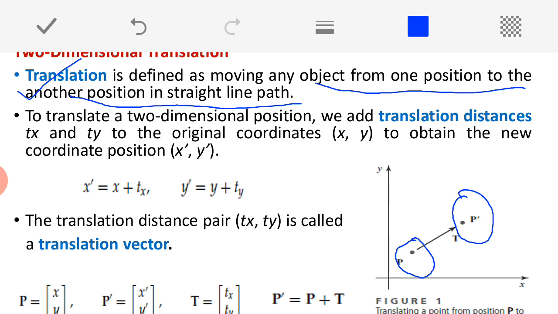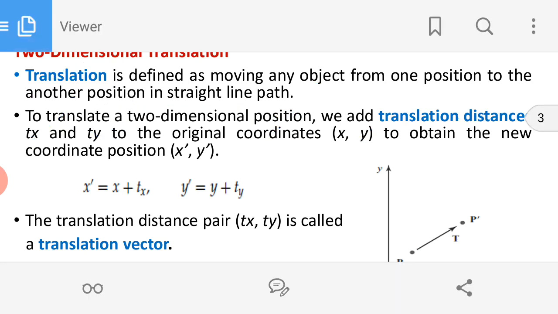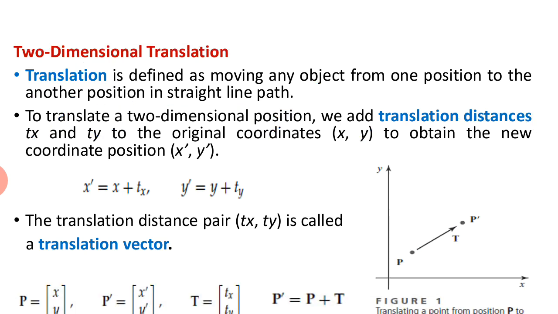So, it means that it will move to a new coordinate location x dash comma y dash. Whenever I want to translate a two-dimensional position, we will add translation distances, that is Tx and Ty, to the original coordinate x comma y. The original coordinate is point P, and we obtain the new coordinate position x dash comma y dash, the changed position of the point, P dash. Is it clear? This is called translation.